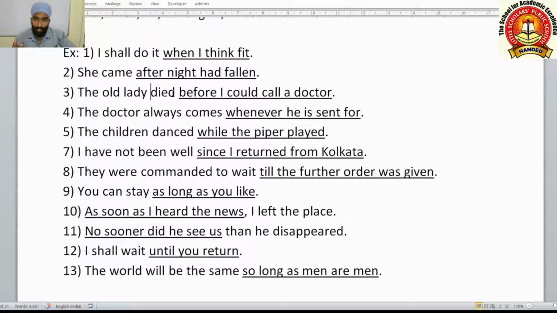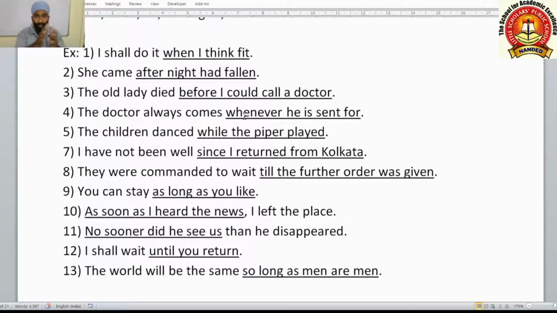The old lady died before I could call a doctor. When did she die? When the old lady died, before I could call a doctor. This is also telling the time. Before, after, thereafter. The doctor always comes whenever he is sent for. Always comes whenever he is sent for. This is also telling the time of the action.